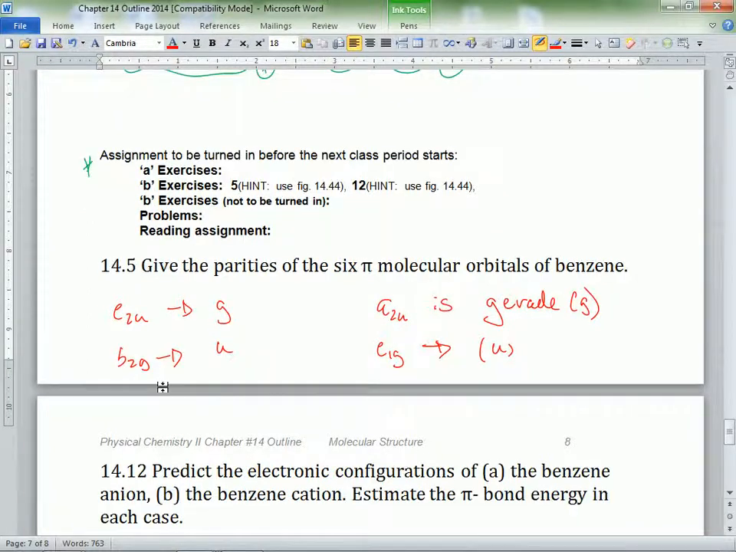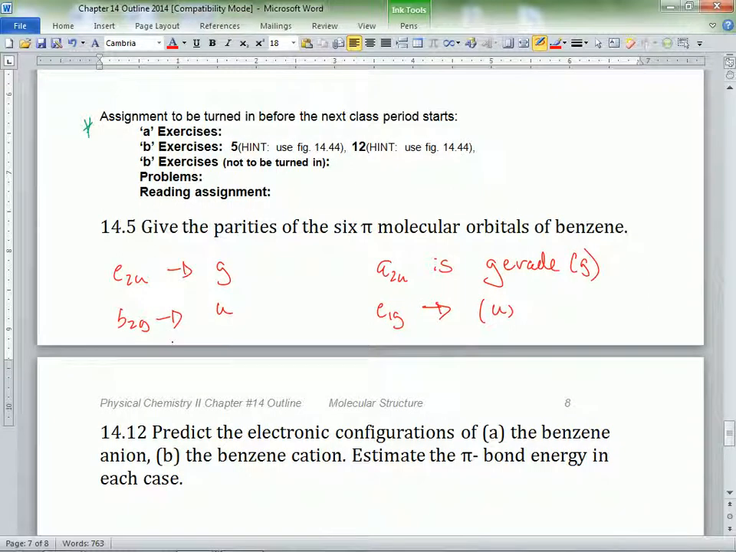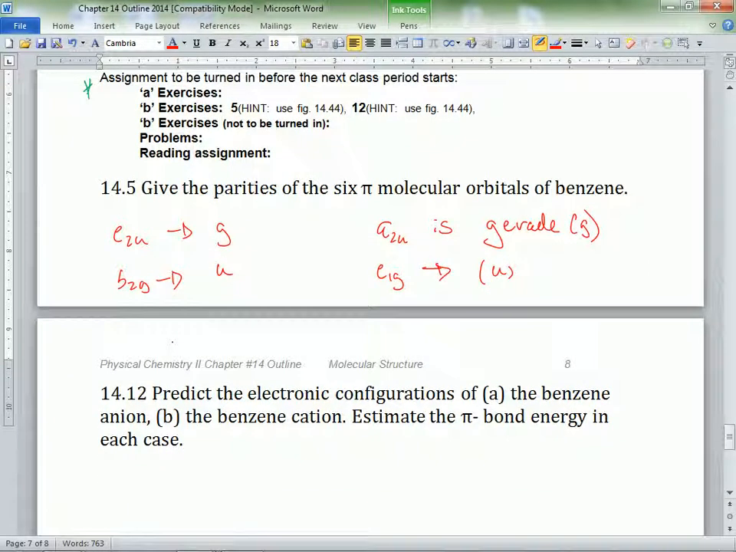What's the next one? Predict the electron configurations of a benzene anion and benzene cation. Estimate the pi bond energy in each case. I'm sure they gave us another hint. Yes, they want us to use figure 14.44 again. Okay, all right, that's what the hint says.